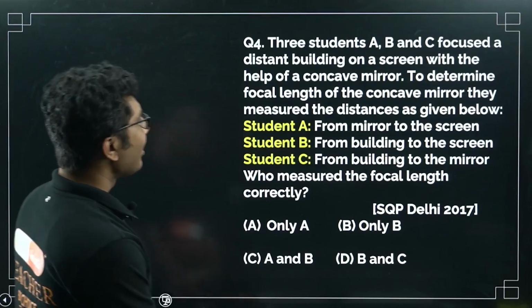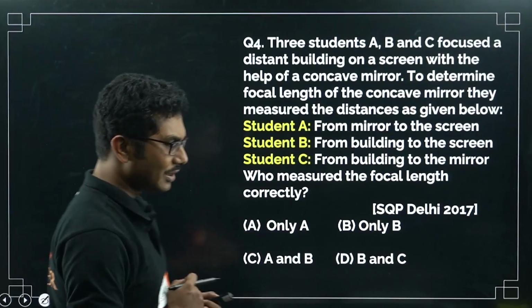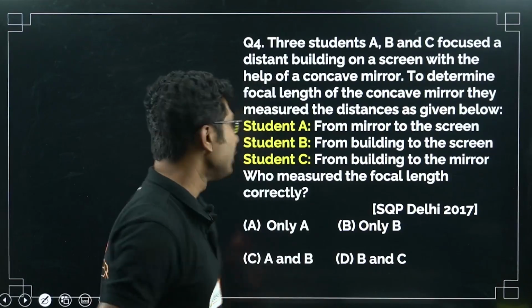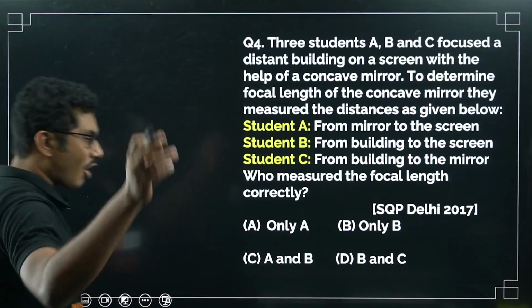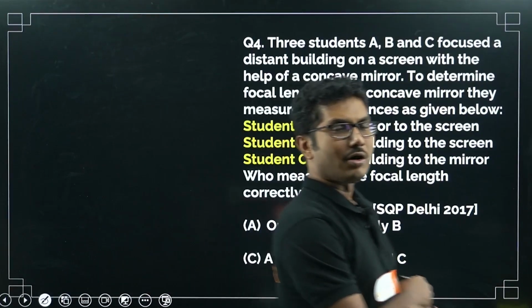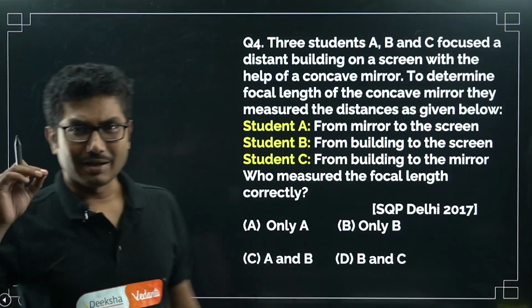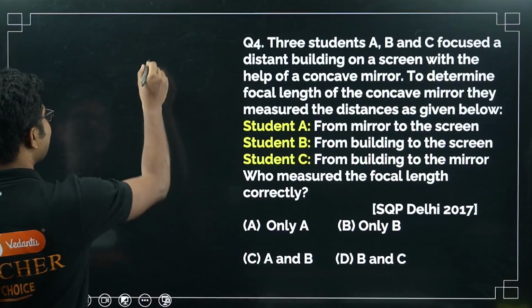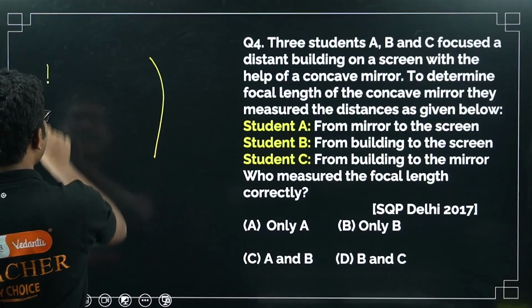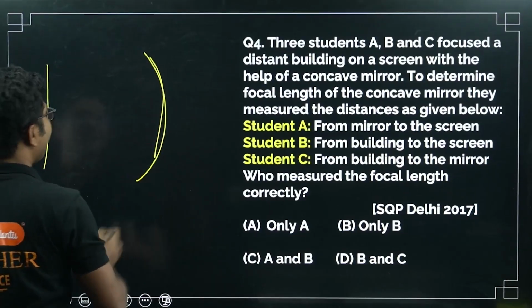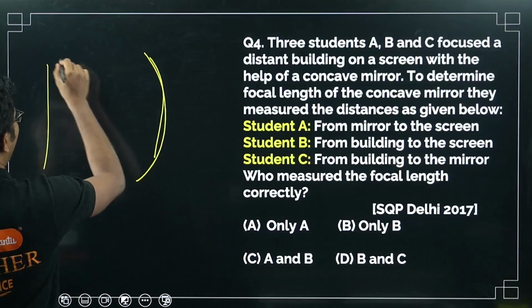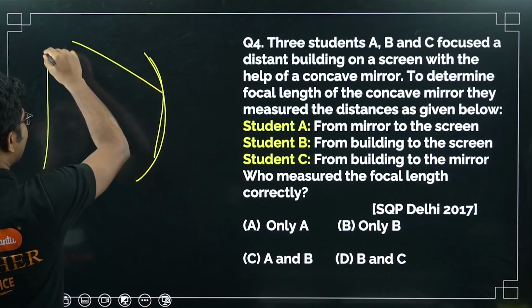So when we are measuring the focal length of concave mirrors or convex lenses, we generally focus a distant object such as a building, or in some cases the sun, onto the screen, and then we measure the distance between the screen and the mirror, right? Because light coming from it is considered to be parallel.